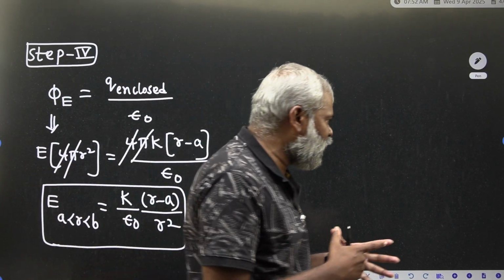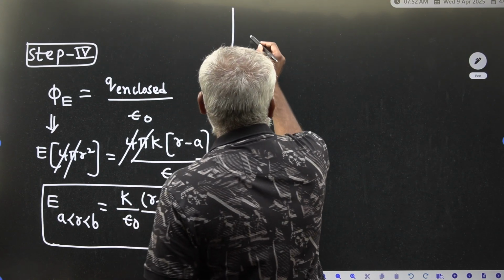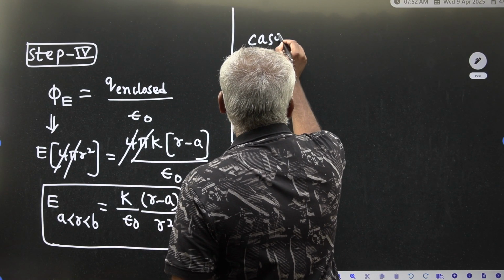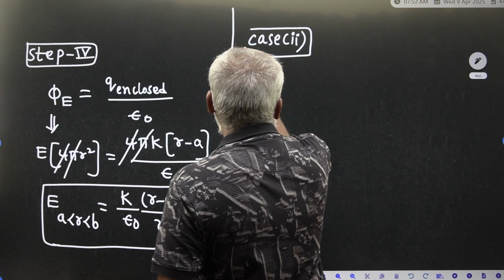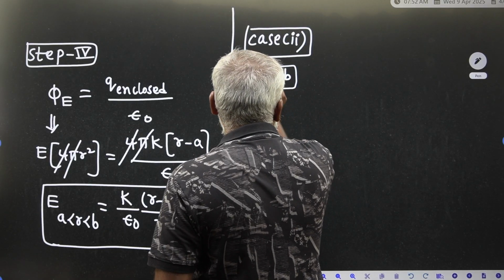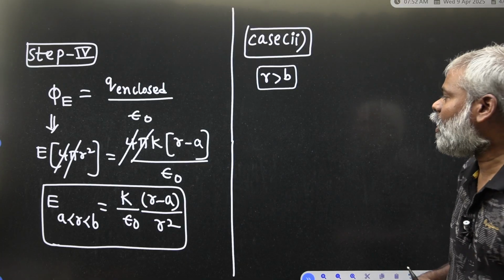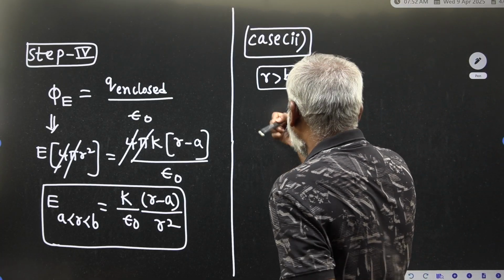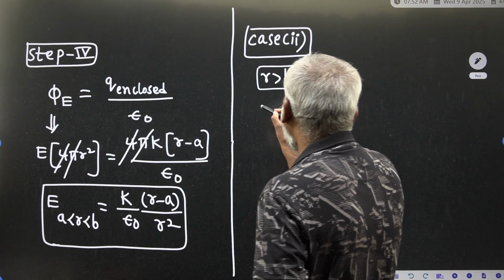Now, we are not finished. We need to take some more, that is case number 2. What is your case number 2? When r is greater than b. When r is greater than b, how do we calculate the electric field? That is also very important. When r is greater than b, here also we have to follow the 4 steps.